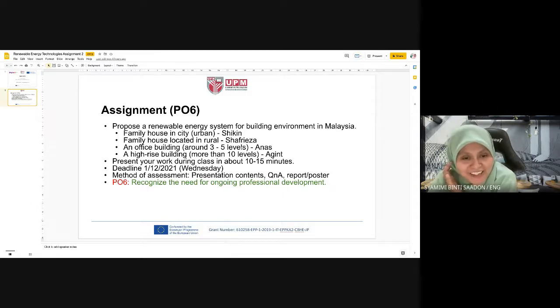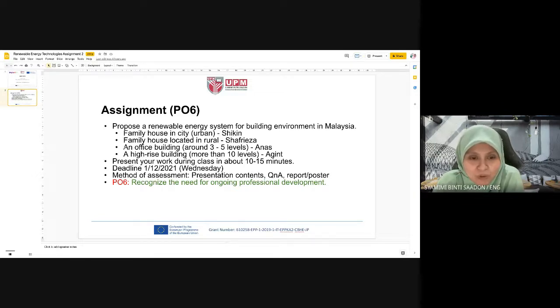So here I have assigned types, but if you don't like it, you can change between you guys, the type of building. There are four types of building that I propose. First one is a normal family household, but located in a city. And the second one is also a household, but in a rural kampung part.